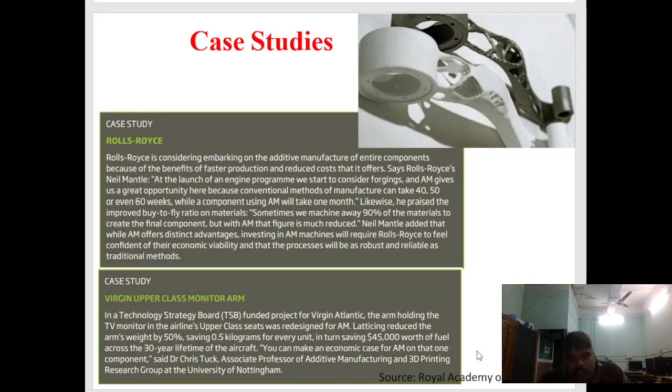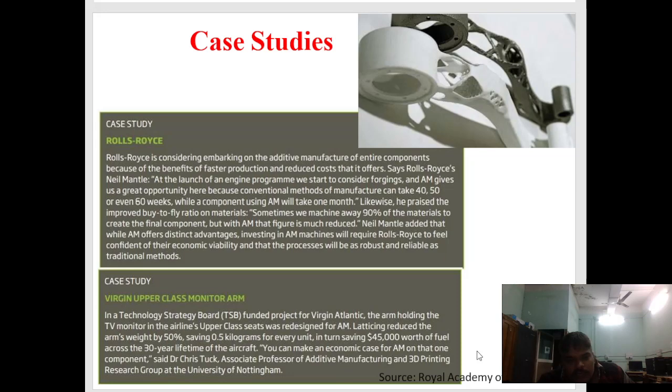because conventional methods of manufacture can take 40, 50 or even 60 weeks while a component using AM will take 1 month. Likewise, he praised the improved buy-to-fly ratio on material. Sometimes we machine away 90% of the material to create the final component, but with AM that figure is much reduced. Neil Mantel added that while AM offers distinct advantages, investing in AM machines will require Rolls-Royce to feel confident of their economic viability and that the process will be as robust and reliable as traditional methods.